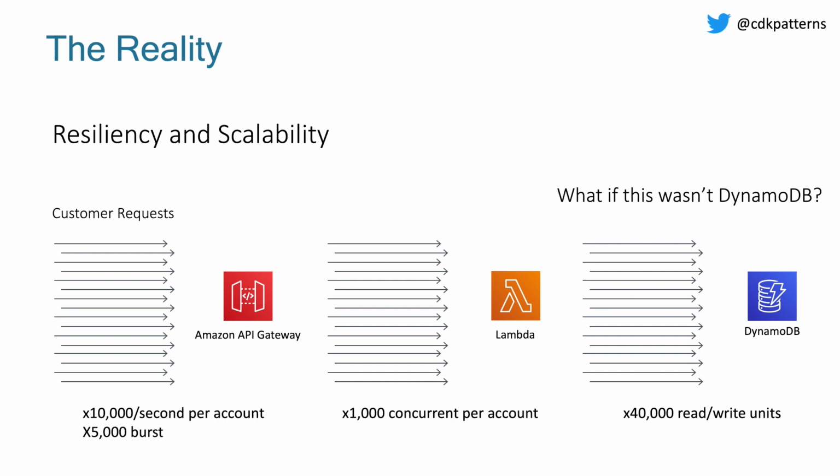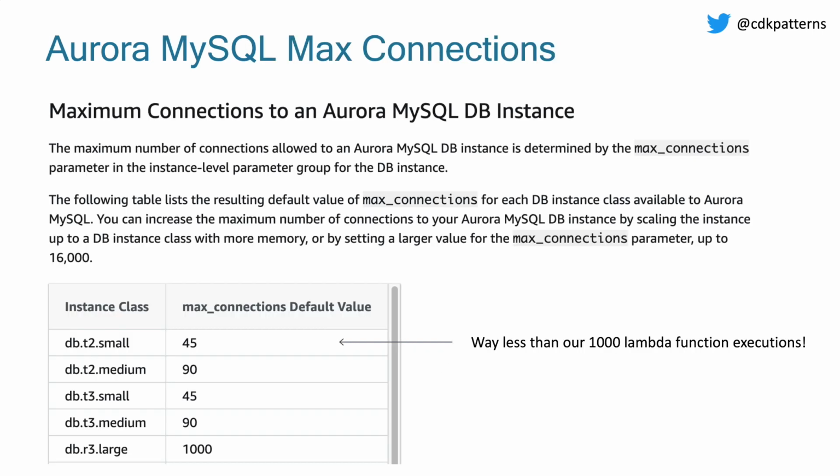Finally, our database in this scenario is DynamoDB. Now, Dynamo is designed to be massively scalable. This, if you read Alex Debrie's book, everything that's tier 1 on AWS is running on DynamoDB. So it's not as much of a concern here, but there is still this limit of 40,000 read-write units. But let's just say you're one of the customers who doesn't use DynamoDB for everything. What would the scalability of the database look like? Well, if we look at Aurora MySQL, you can see if you pick db.t2.small, the max connections is only 45.